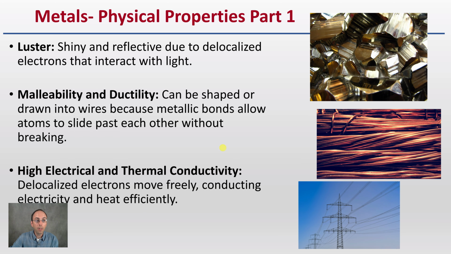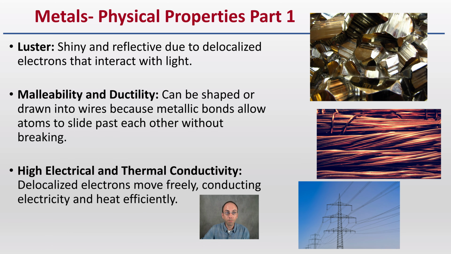Well, let's get into some of the details here, starting with our metals and the physical properties of them. They're going to have a luster, which is a shine and reflectiveness due to the delocalized electrons that interact with light. And we can see it here with the pyrite and gold, a very shiny appearance. We call that term luster. In addition, another physical property is metals will be malleable and ductile as well. This means they can be shaped or drawn into wires.